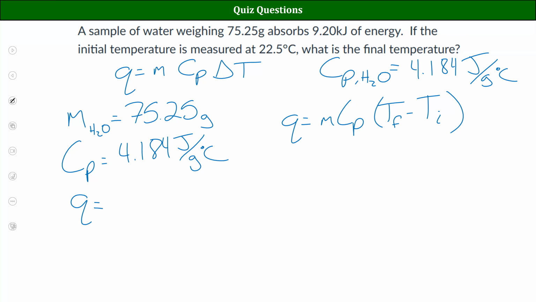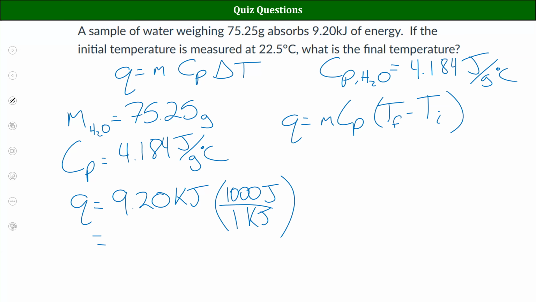We know Q is 9.20 kilojoules. But we can't leave it as kilojoules, right? Because our specific heat is in joules, not kilojoules. So we just convert 9.20 kilojoules. 1 kilojoule is 1,000 joules.